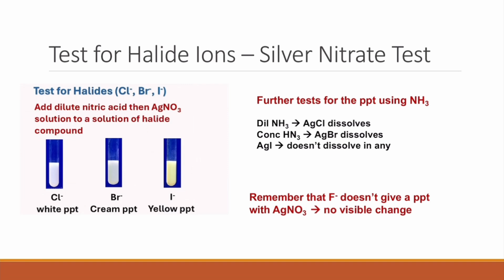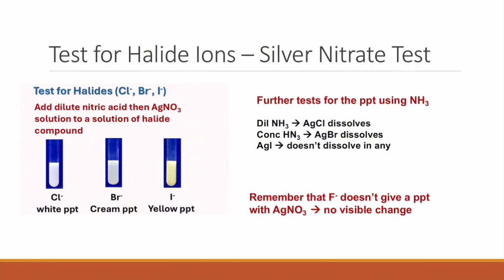How to test for the halides? To test for the halide ions, we have the silver nitrate test. First of all, you need to add dilute nitric acid and then add silver nitrate. Why do we need to add a dilute acid first? Because we need to exclude the presence of any carbonate in the solution. If there is any carbonate, silver nitrate will give a precipitate of silver carbonate. So you add dilute acid first. If there is any carbonate, it will react to give you carbon dioxide and water. So you add the acid and then you add silver nitrate.